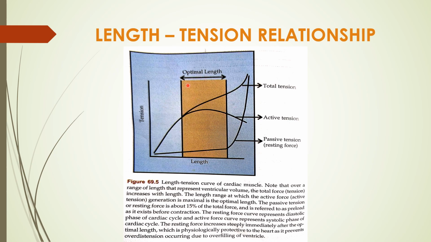So this is the graphical representation which shows the active set tension, which represents the systole phase of the heart, and the passive tension or resting force which represents the diastolic phase of the heart, and it increases steeply immediately after the optimal length, which is protective for the heart, preventing over-distension due to overfilling of the ventricle. And this is the total tension curve, which is almost linear with the increasing length of the muscle. Okay, I hope you understood this length-tension relationship, which depends on Starling's law.